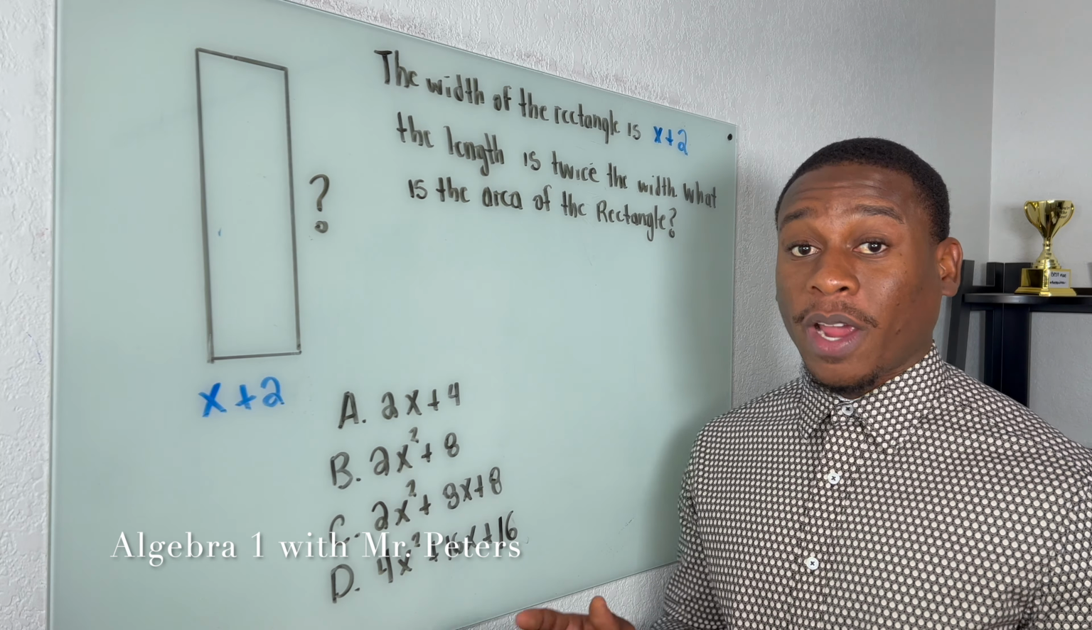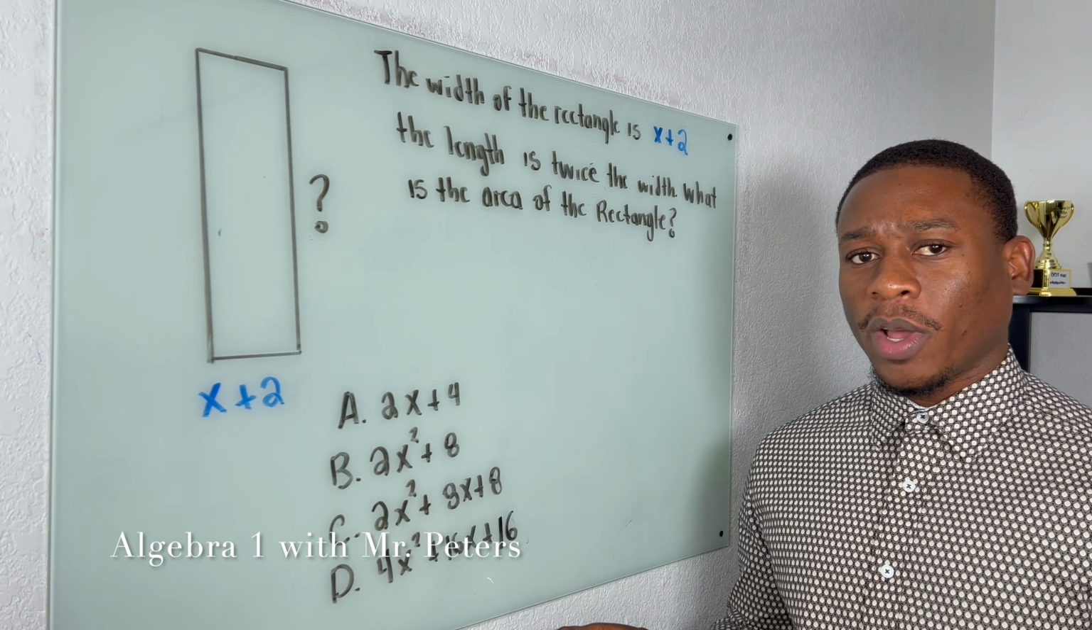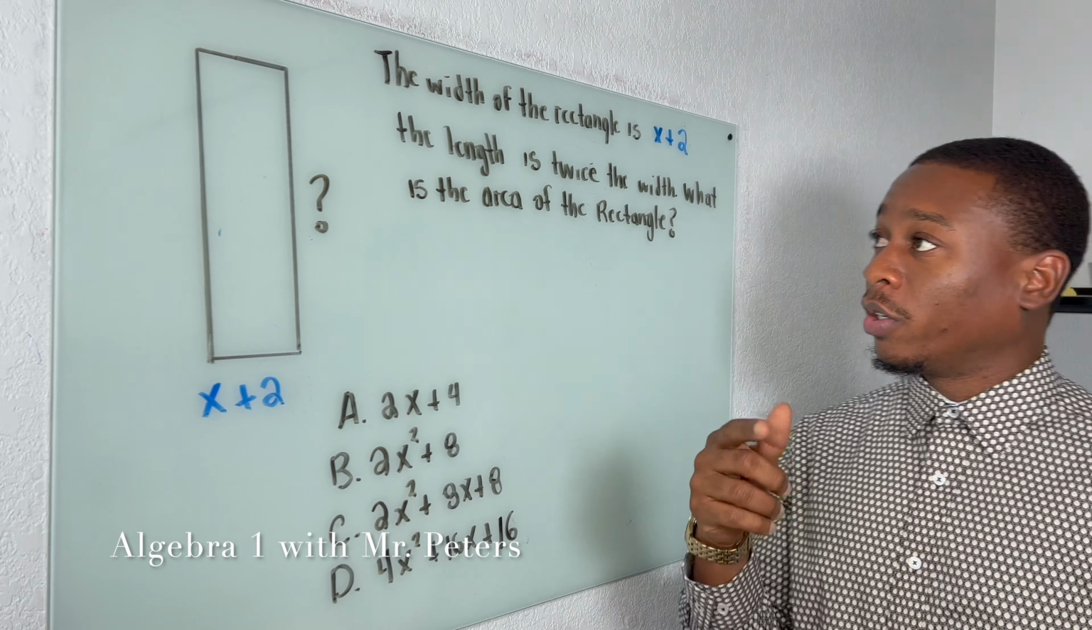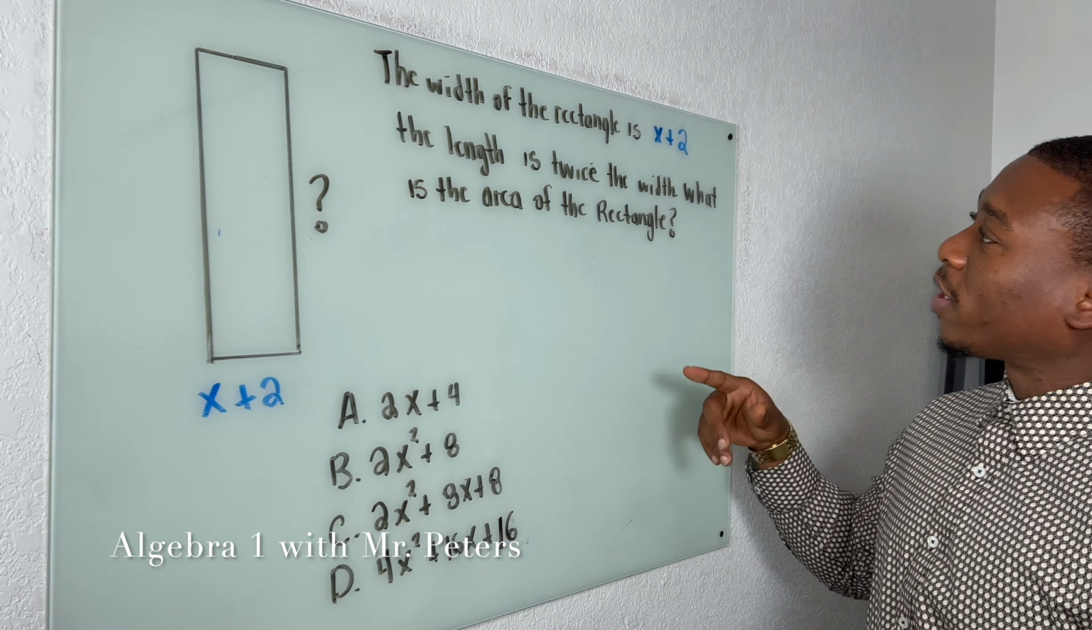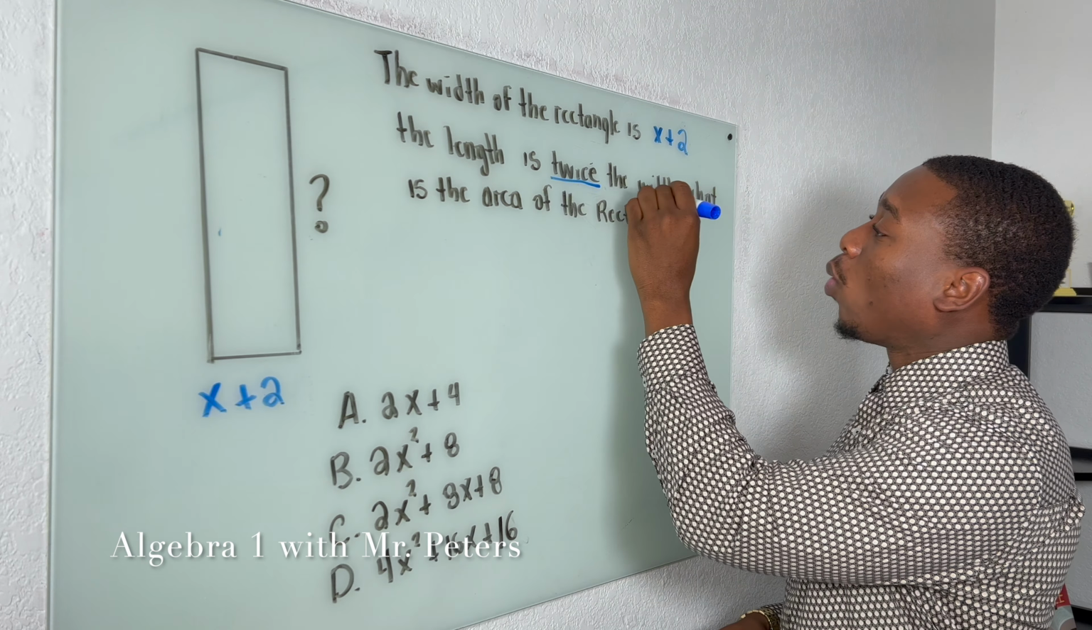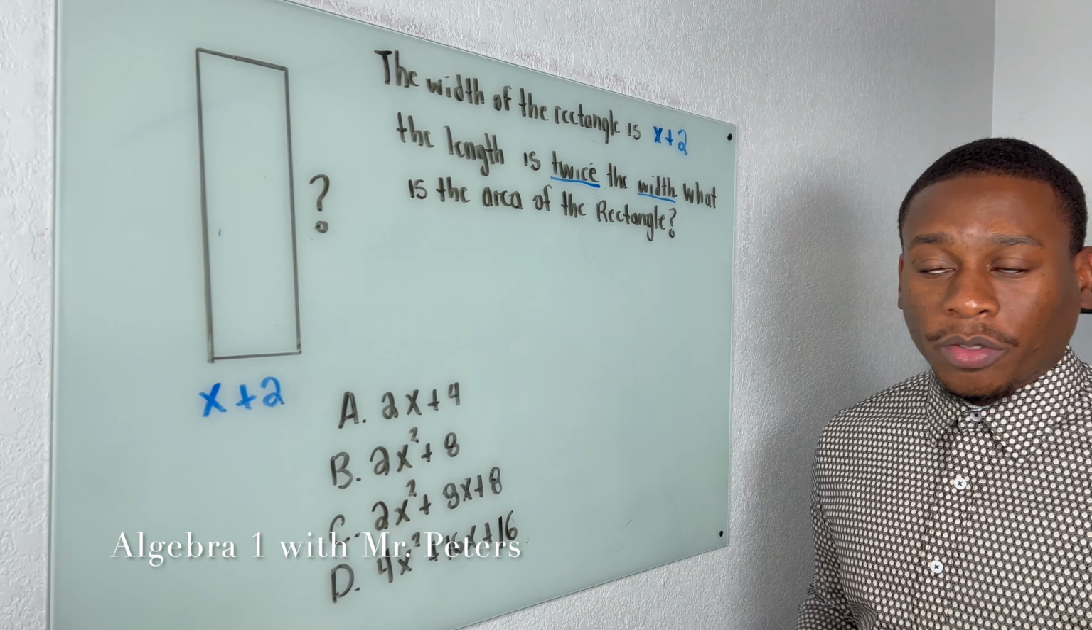So in this problem now, guys, they give us a rectangle and they want us to figure out the missing length so we could find the area. Our problem reads the width of the rectangle is x plus 2. The length is twice the width. What is the area of the rectangle?